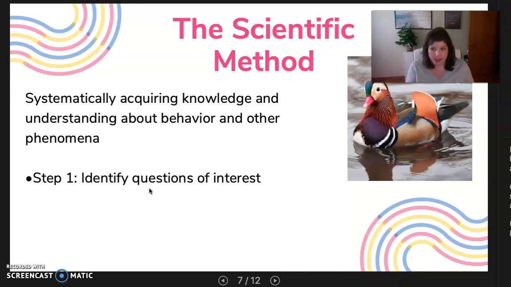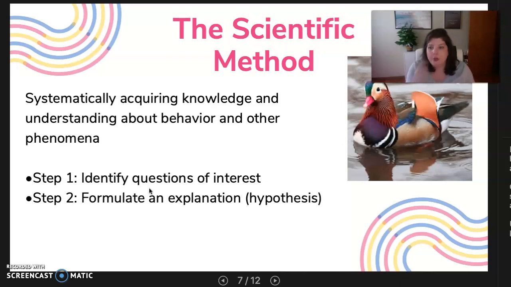So, your first step is to identify what your question is. What do you want to know about? Number two, then you want to formulate an explanation. So, you have to come up with a hypothesis. And so, think of step one as the theories. So, theories are broad. You think that people who own dogs are the best. Okay, well, that's a theory you can have.